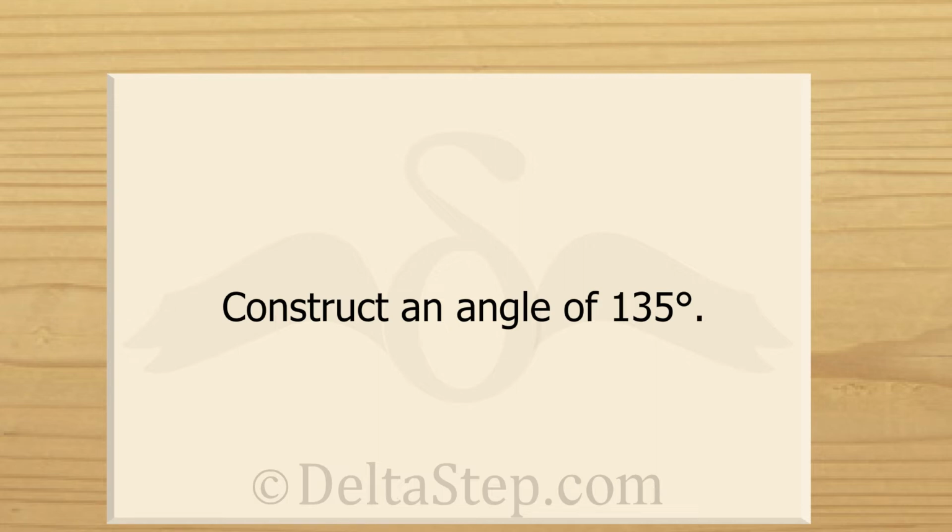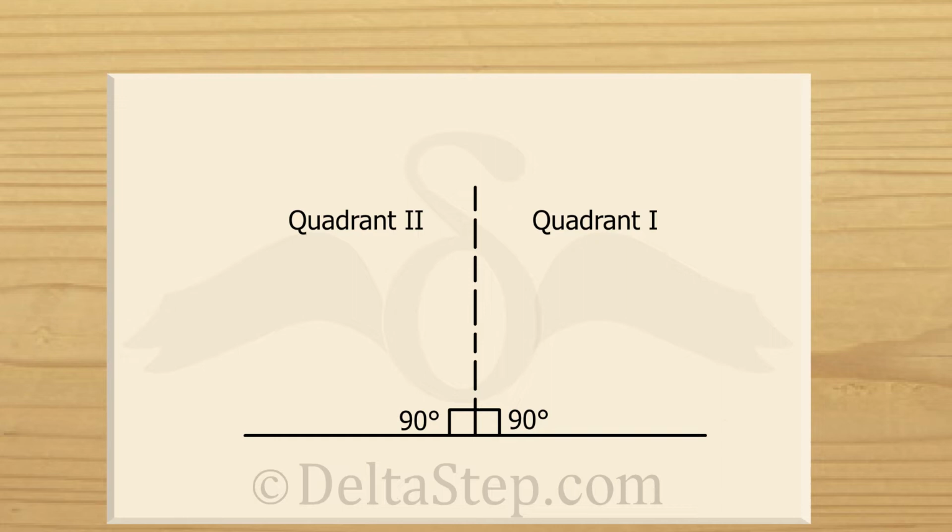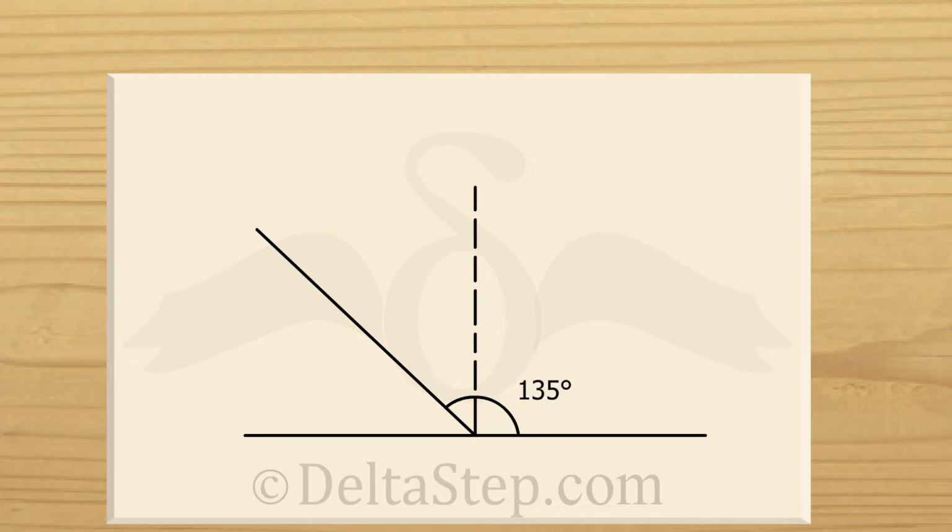Now we know that 135 degree is equal to 90 degree plus 45 degree, and we know how to construct both these angles. So we will first construct a 90 degree angle and then bisect the other 90 degree, that is 90 degree in the second quadrant to get 45 degree. So let us see how we can do that.